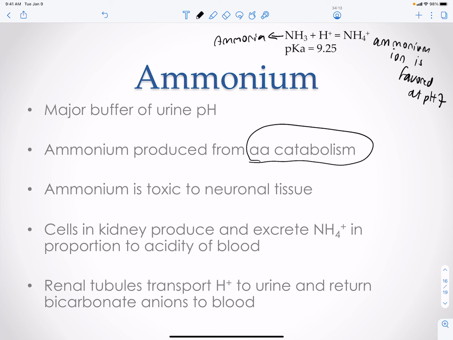Your kidneys are going to excrete the ammonium ion in proportion to the acidity of the blood, how much hydrogen is being delivered via the carbonic acid to the kidneys. And the renal tubules are what are going to transport that excess hydrogen that was brought by carbonic acid to the urine, and it will return those bicarbonate anions to the blood to pick up more hydrogen.